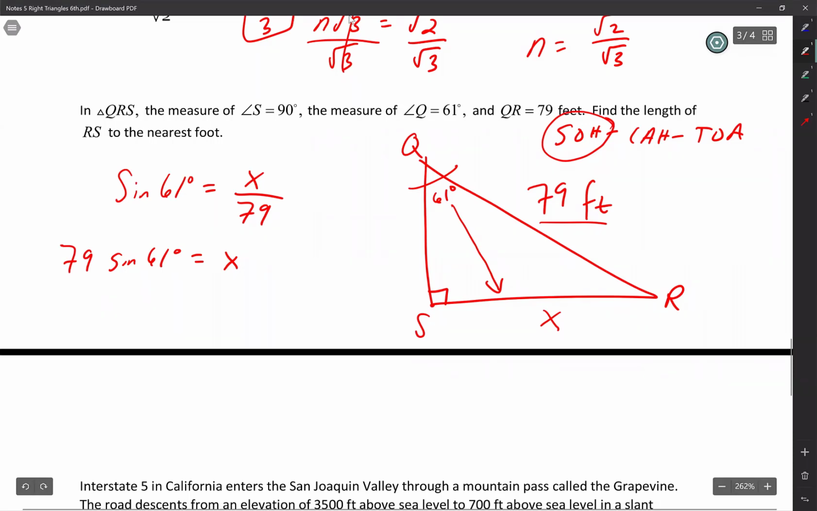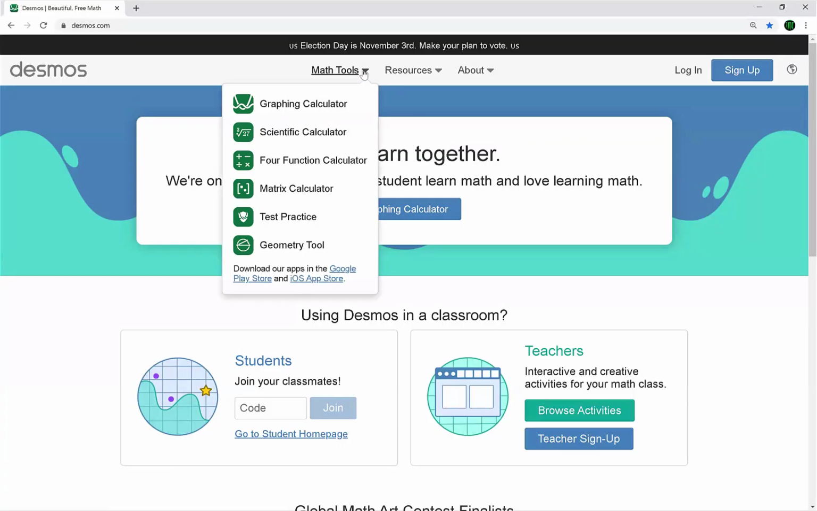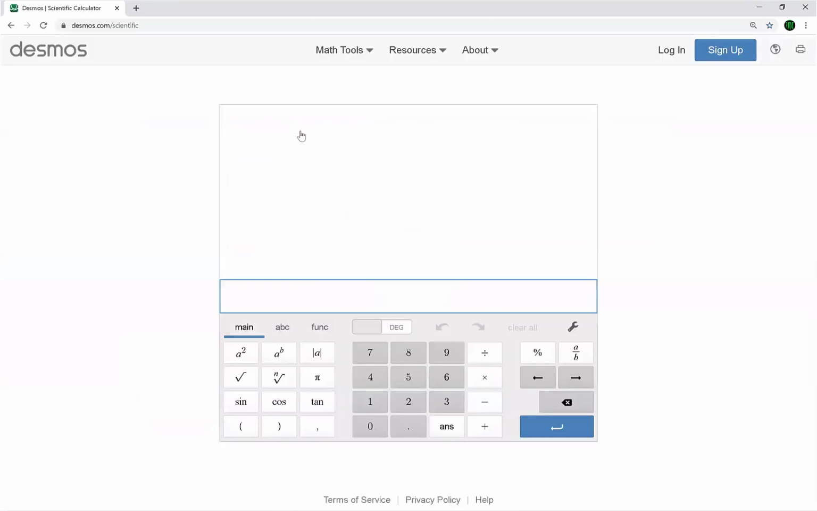So let me share my Google here. There we go. Where it says graphing calculator, click on math tools. I don't want a graphing calculator, I just want a scientific calculator. So there's my calculator, and then I just type what I want. I already forgot what I want. What did I have, guys? What was the command? X equals what? 79 sine. Sine of what? 61 degrees. Okay, so I typed in 79, and then I pushed sine. There it is on my main. And then 61 degrees. Make sure you're in degree mode. It is. It's on degree mode. And there's my answer.